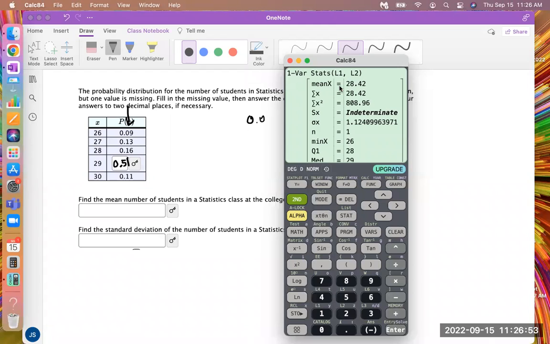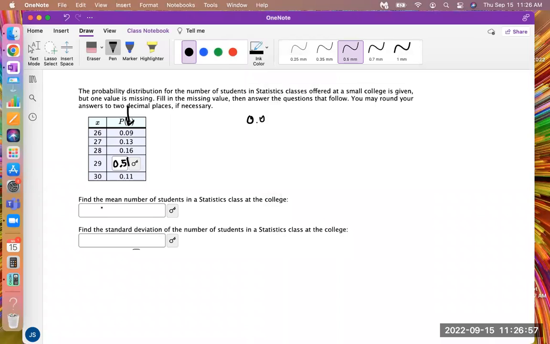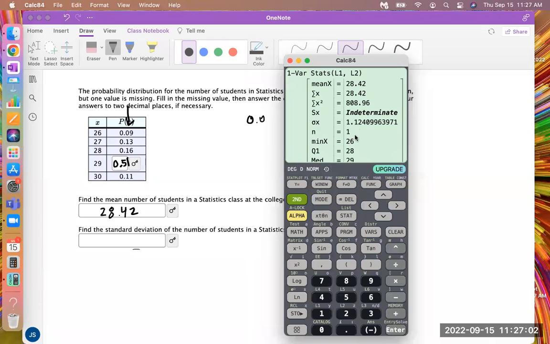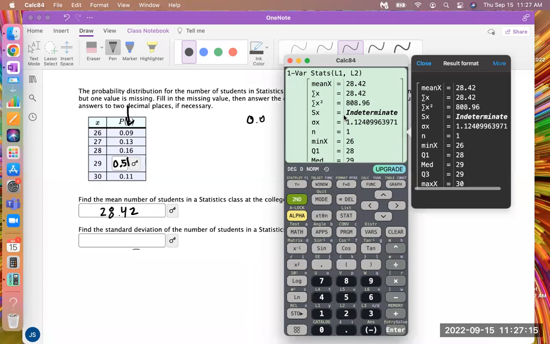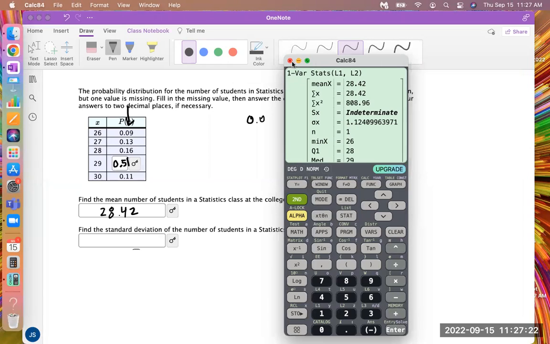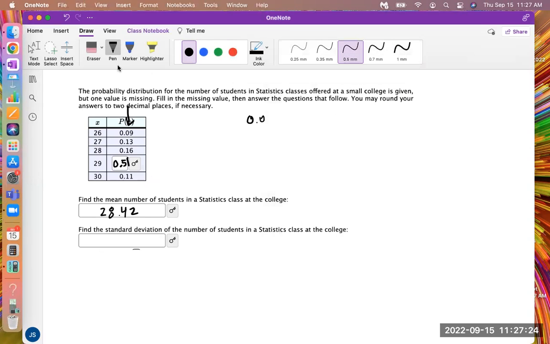So your mean is 28.42. And your standard deviation, we're actually using the population standard deviation here. There is no sample, like it says indeterminate. There is no sample standard deviation. So it's 1.124. Those are our answers.